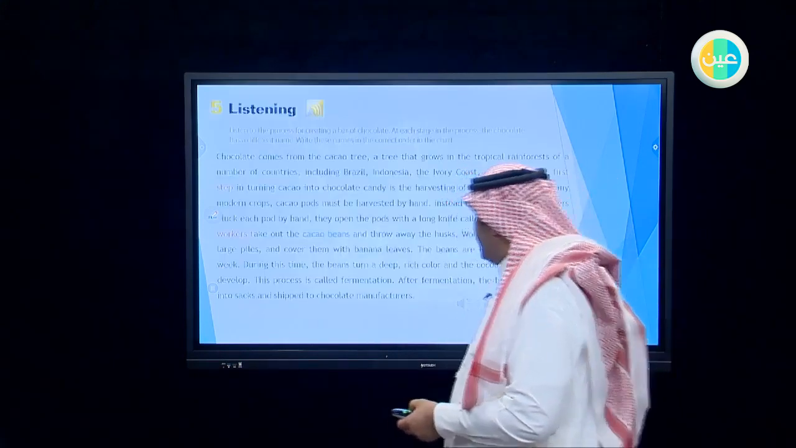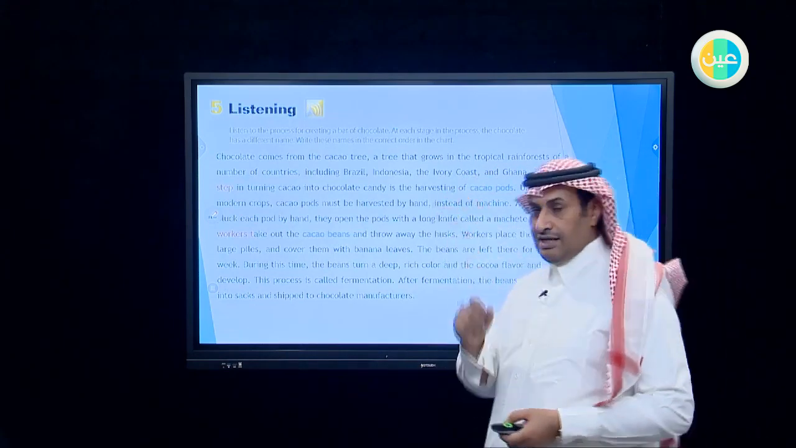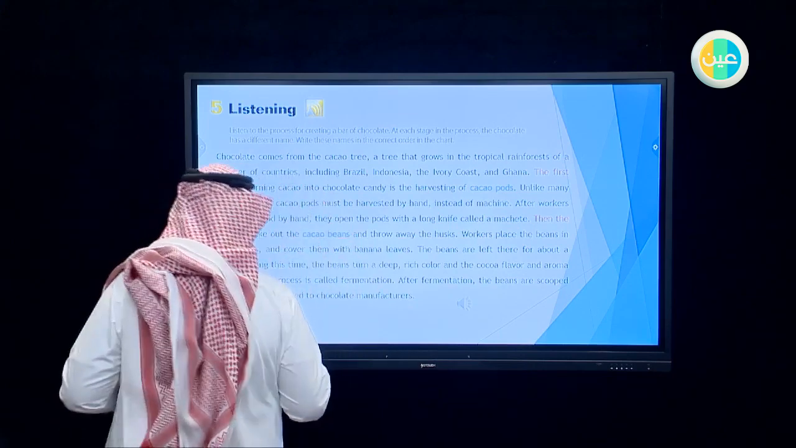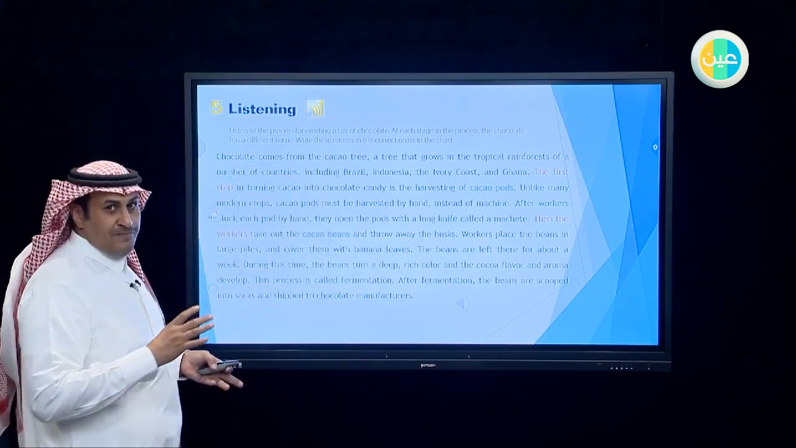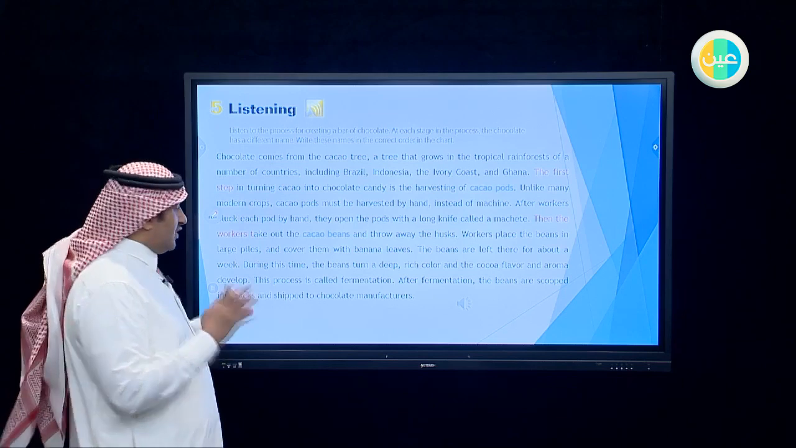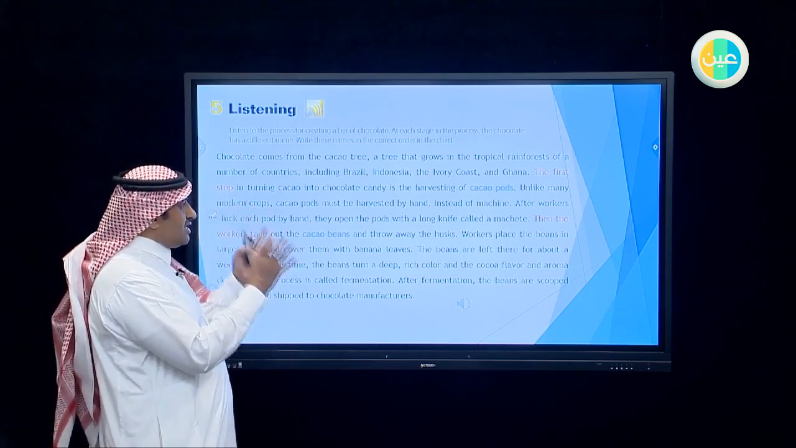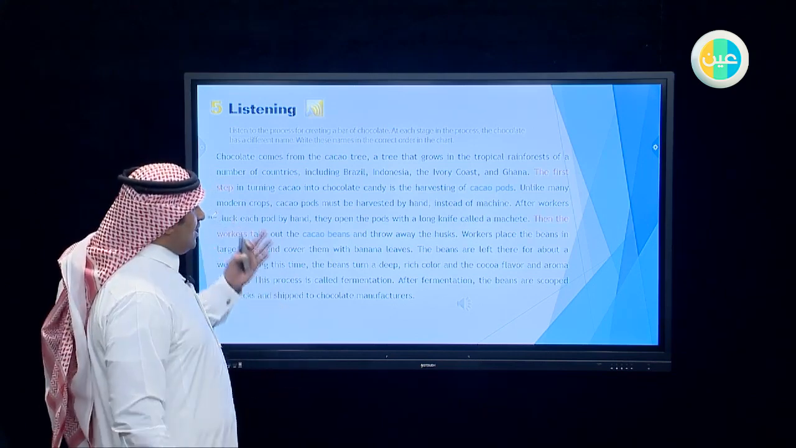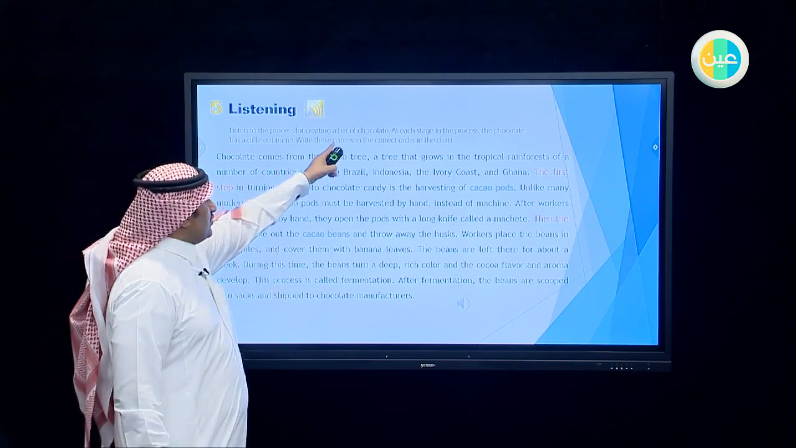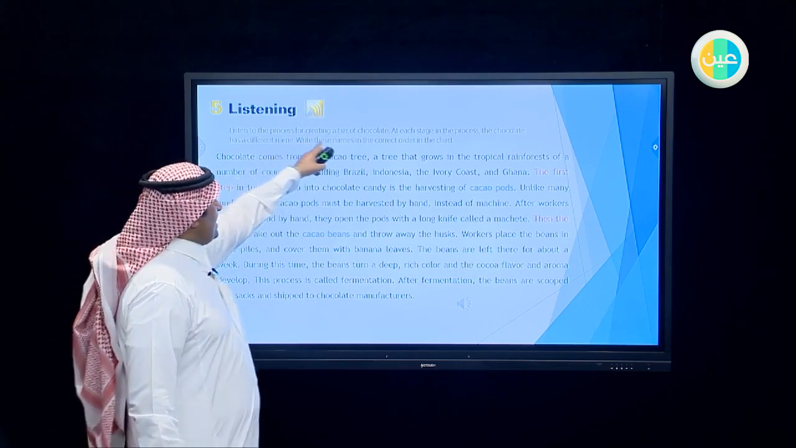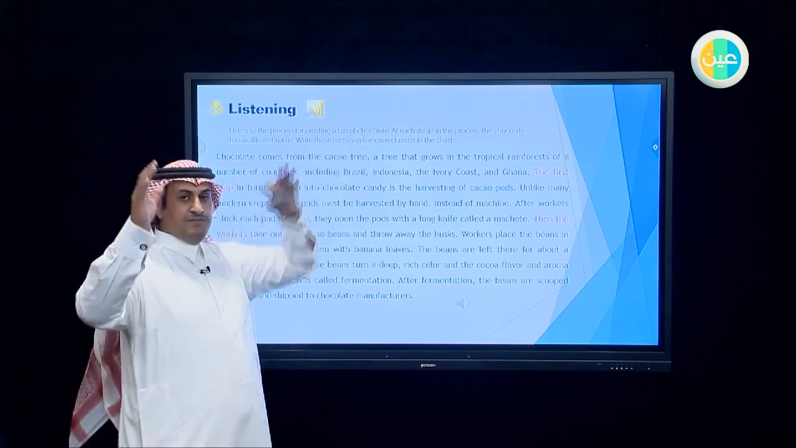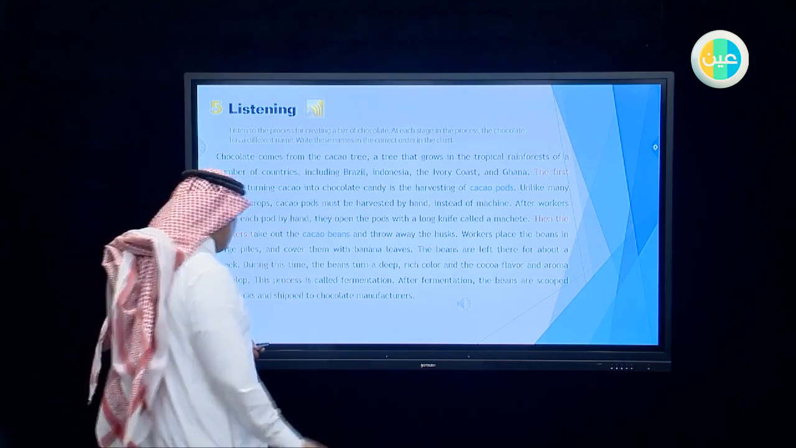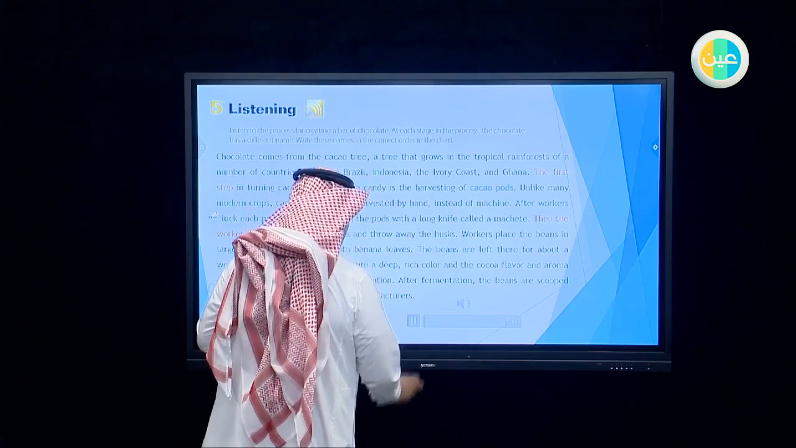Look at the second slide. We have here a listening activity. I want you to listen to this passage, pay attention to it and focus on it. There are many steps, procedures and processes in making chocolate, the bar of chocolate. As you see here, to create a bar of chocolate, there are many procedures and steps. Let's see the listening activity together.